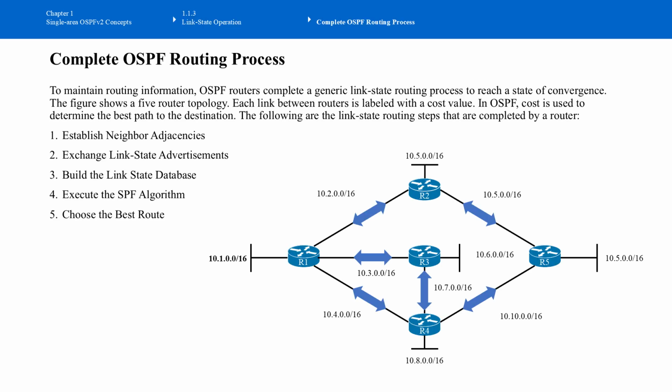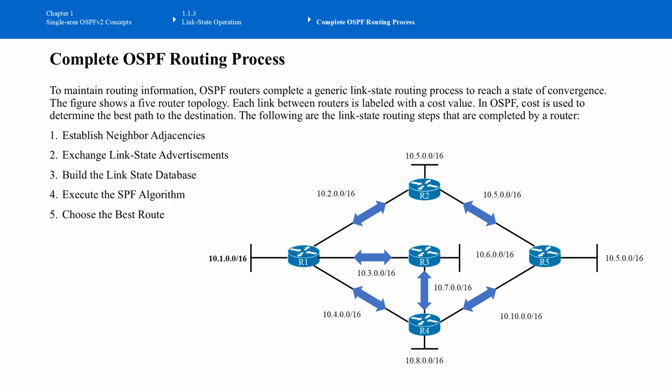1.1.3 Link State Operation. Now that we understand the OSPF database and the SPF algorithm, let's put everything together and look at the complete OSPF routing process. The goal of OSPF is to reach a state called convergence. Convergence means that every router in the OSPF area has the same view of the network and agrees on the best path to every destination.